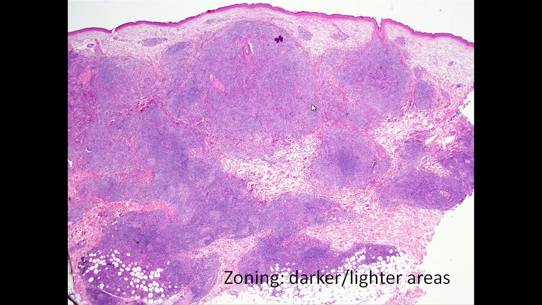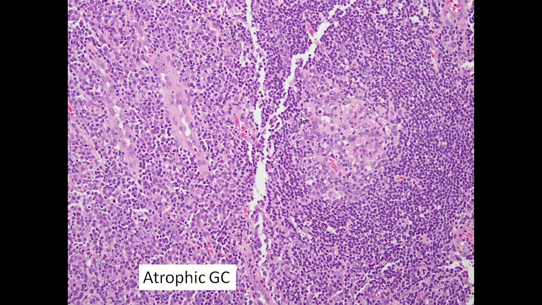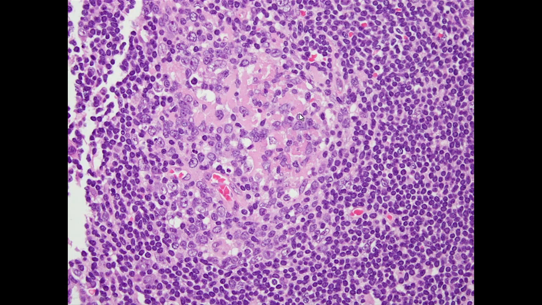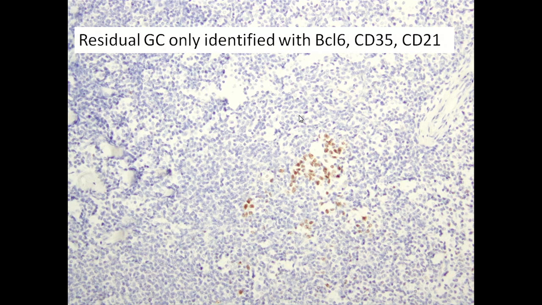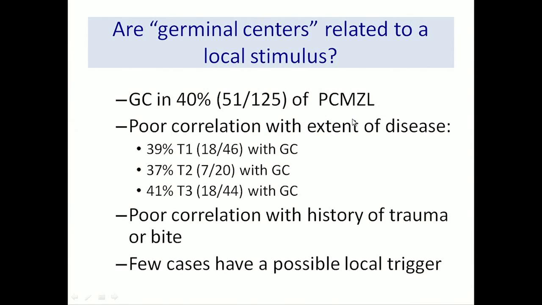These zoning areas, which are dark and lighter, are a very typical pattern of those marginal zone lymphomas. Over time, those large hypertrophic germinal centers that are the factory of marginal zone cells become atrophic, and eventually they become apoptotic and go away. Sometimes we only identify those remnants of a germinal center by doing BCL6, CD30, so looking at the antigen-presenting cells or the germinal center cells. So if you have any doubt, check those markers to find out if there is any residual.